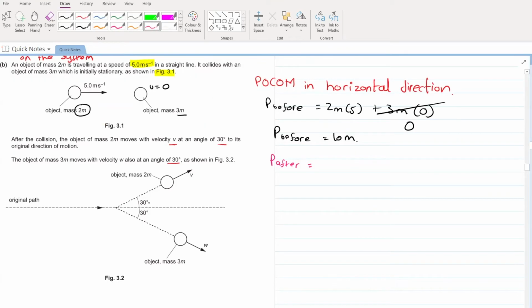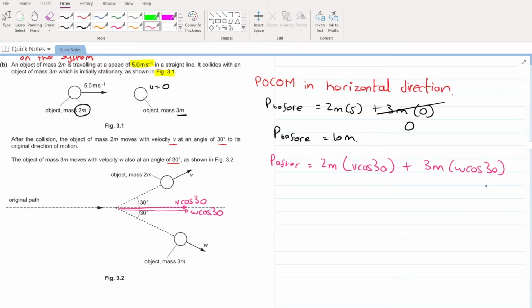Now, if you notice, after collision, this object 2m is moving with a velocity of v. Can you calculate the horizontal component of this velocity v? Yes, this will be v cosine 30. And this mass of 3m is traveling with a velocity of w. The horizontal component of w is w cosine 30. So the momentum after collision is 2m into v cosine 30 plus 3m into w cosine 30.